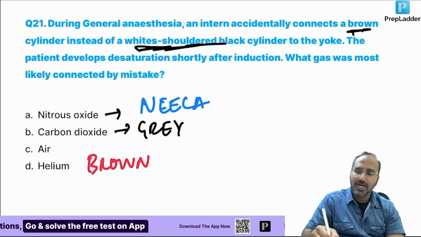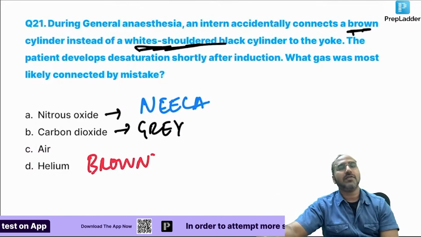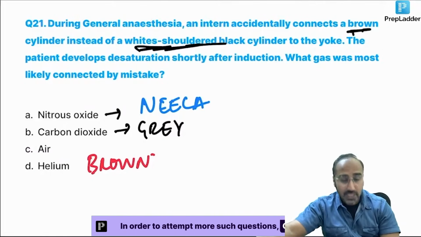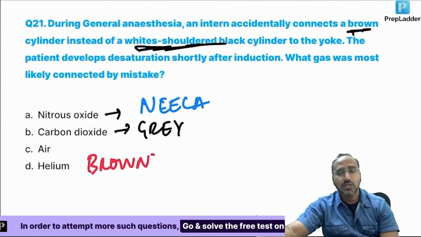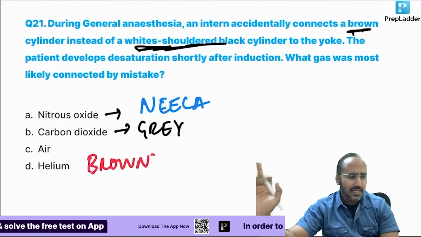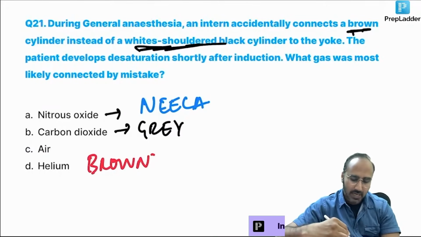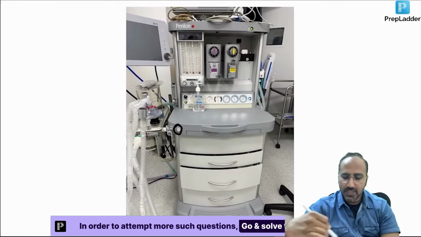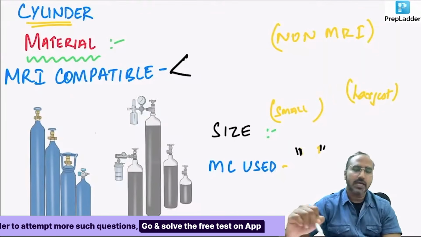Now, guys, remember in the anesthesia machine there is a component called cylinders, and all cylinders are given color coding just to prevent what? Just to prevent mishaps. Basically by looking at the cylinder color you can say which gas is in the cylinder. Now, guys, remember this is the anesthesia machine that we are talking about. This is the Boyle's machine. In that we are talking about cylinders.